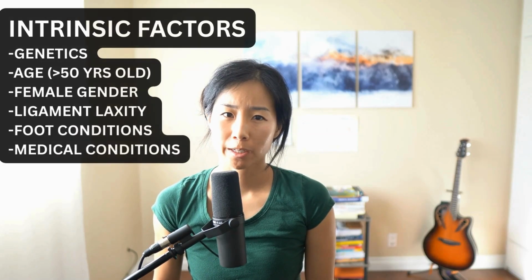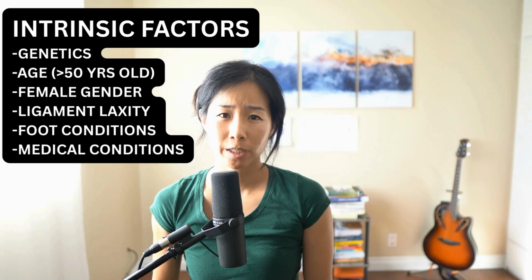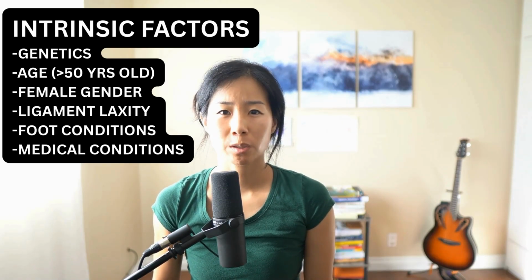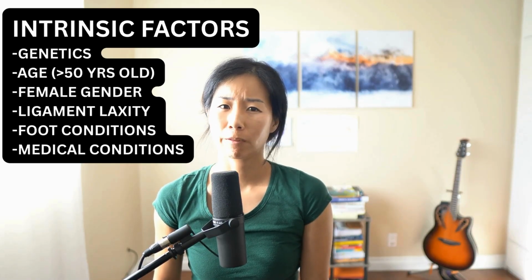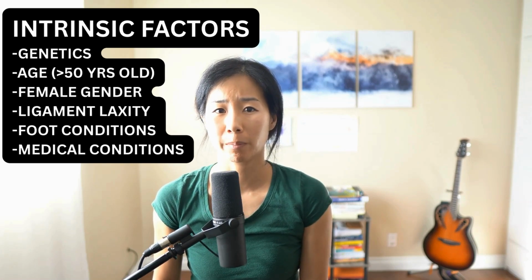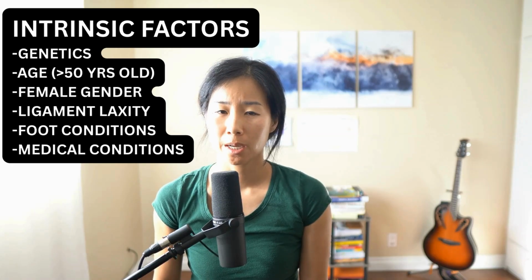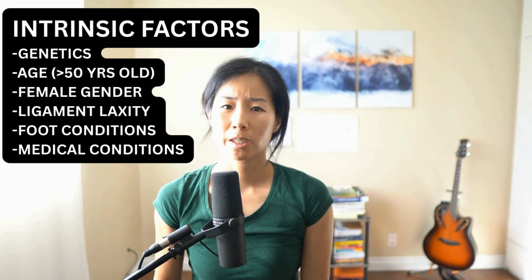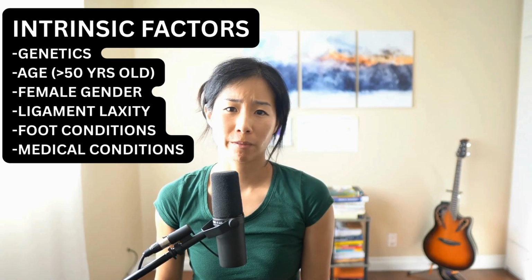For intrinsic factors, we have genetics, age, so those that are older than 50 years old tend to be at higher risk. Gender, so female gender tends to be a higher risk. Ligament laxity, which is sometimes linked to the female gender. If your ligaments are more lax, you may be at higher risk to develop this condition. Also, if some people have certain foot conditions, such as pes planus, which is flat feet, or other medical conditions such as stroke or cerebral palsy, those could increase your risk of developing this condition.